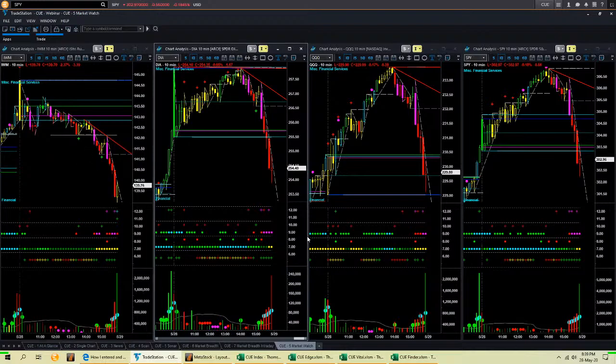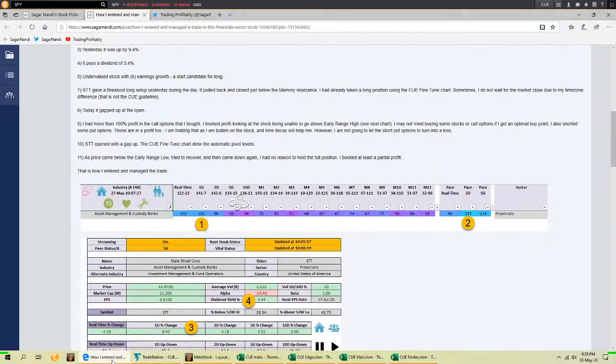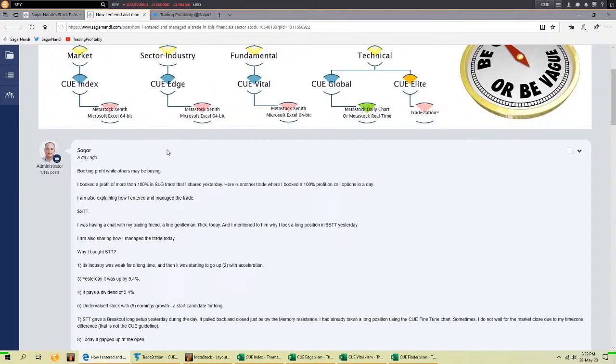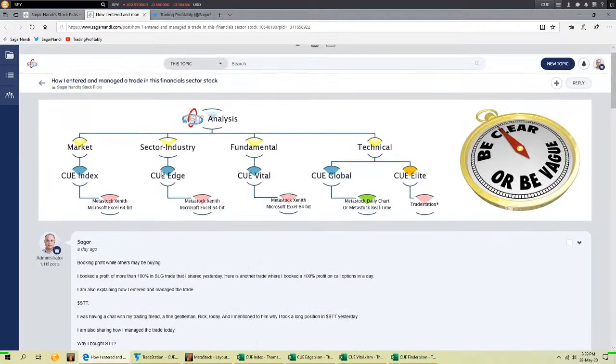For STT, because it was a swing trade, I took it using monthly options. And even that gave 100% profit. That was how I managed the trade in STT.